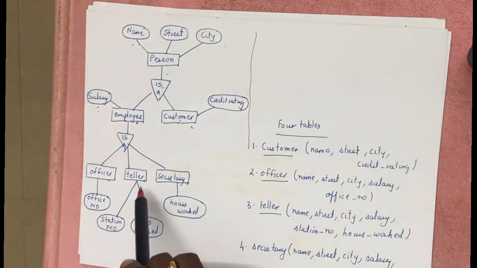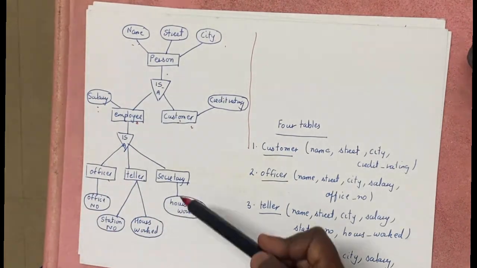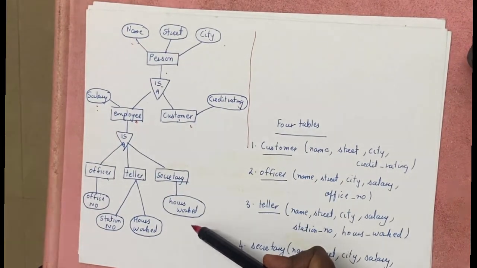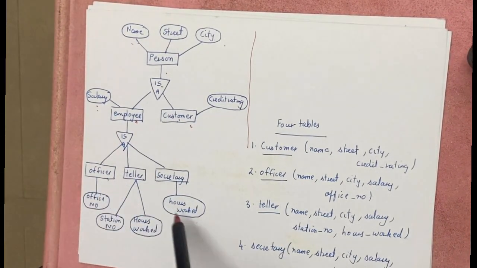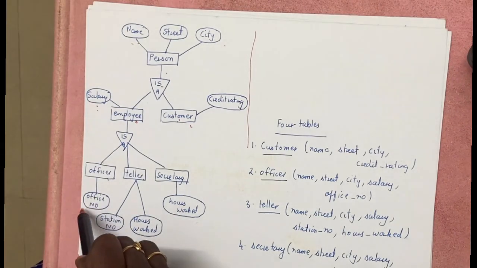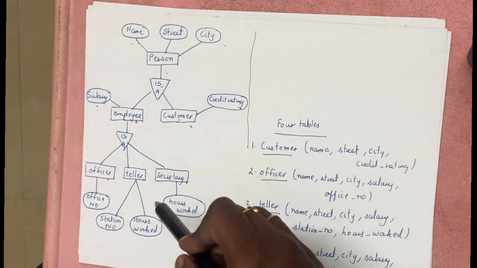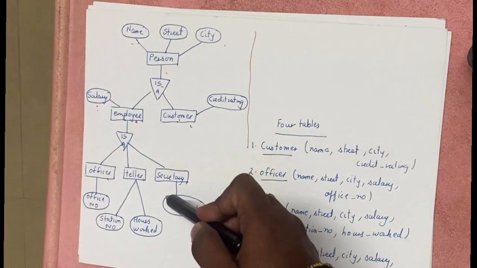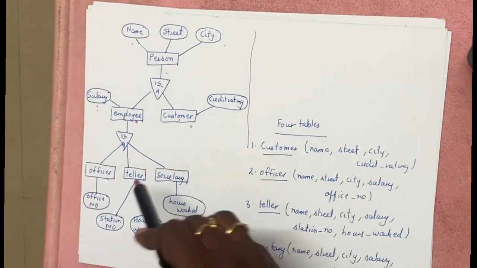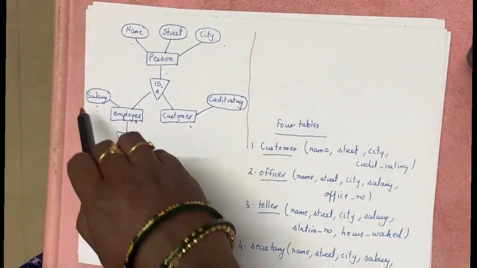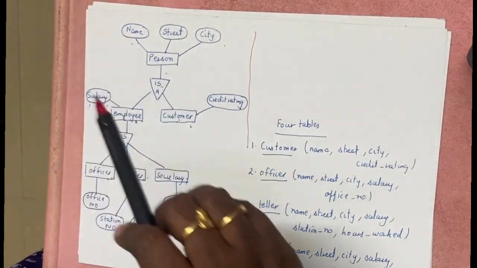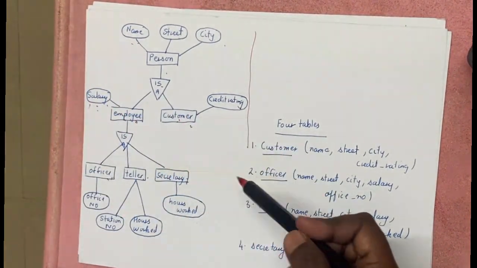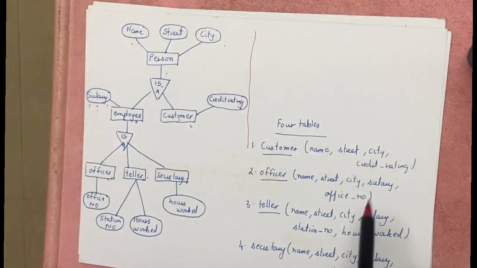And each of these entities has attributes. For example, secretary has hours worked. On the other hand, officer does not have hours worked, rather an officer has only an office number, which is not shared by either of them. But an officer will have a salary, secretary will also have a salary, and teller will also have a salary. So that is a speciality. When I write it as tables, you will understand it clearly.